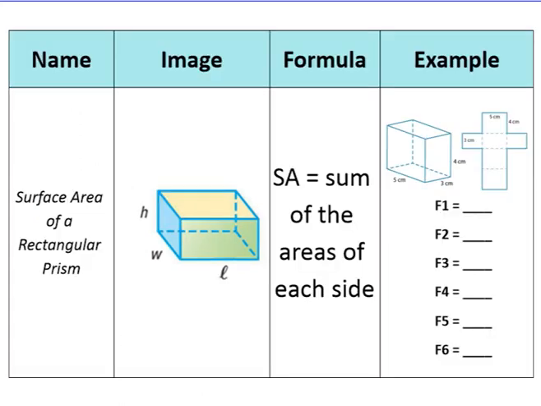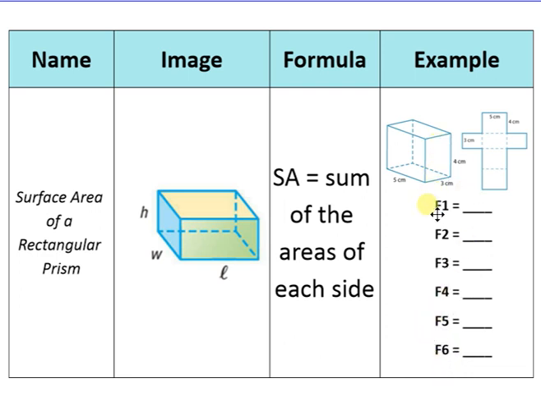Now, on your formula sheet, this is what you want to write down. Again, we're doing surface area of rectangular prisms, and so our formula is going to be the sum of the areas of each side. We're going to call them faces 1 through 6: face 1, face 2, face 3, face 4, face 5, and face 6.